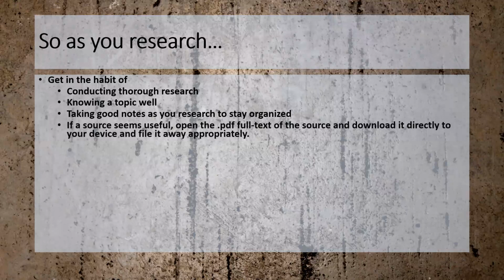Again, if a source seems useful, open the full PDF text of the source. If you don't have full access to the text, it's useless to you. Do not use part. If you can only read the first page of an article, try to get full access. And if you can't, don't use it. It's not going to help. You can't just quote the first page of an article. Open the full text, open the PDF version, which is a facsimile, a scan of what this document looks like in the real world in hard copy with page numbers. That's the one you should download directly to your device and file it away appropriately.